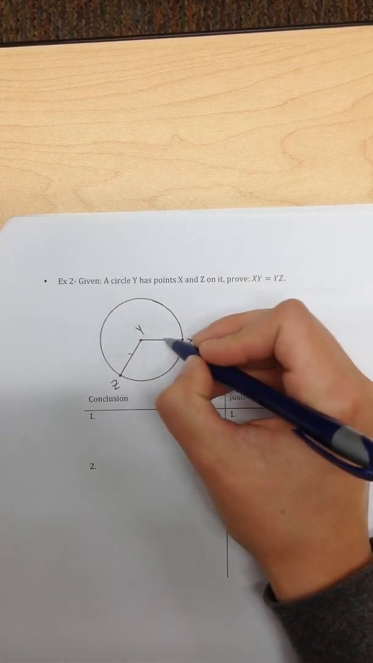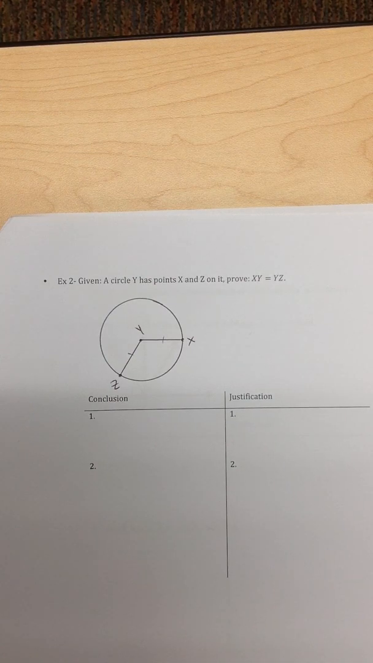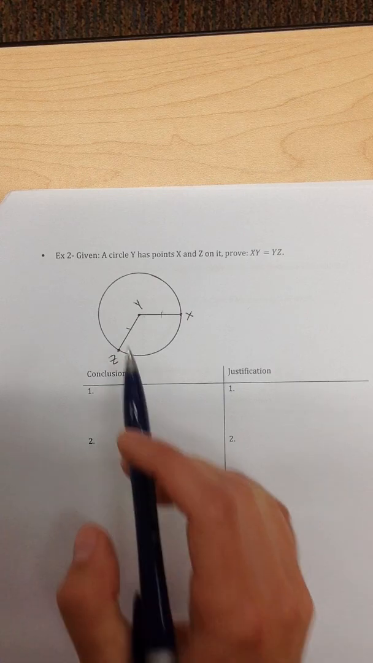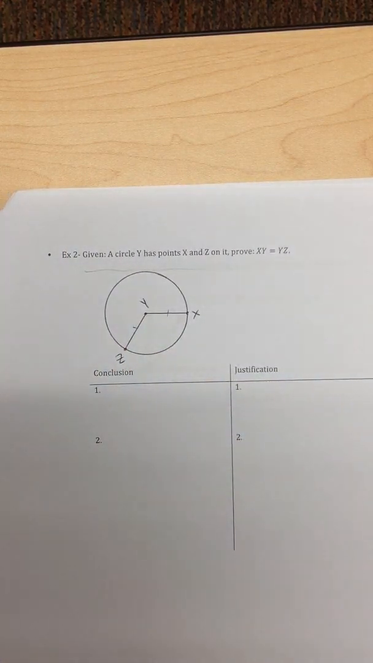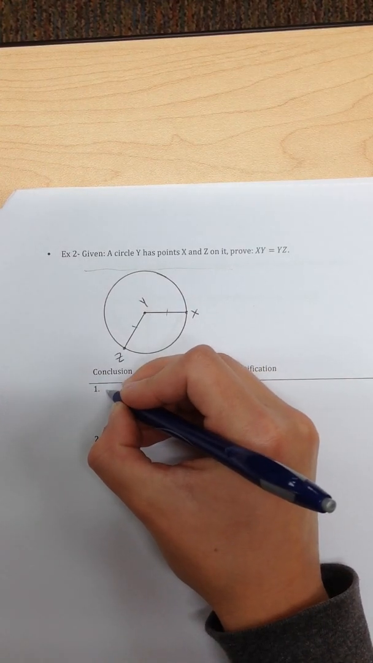So we're basically proving that those two distances are the same. Okay, so like I said before, we always start with what we're given. So our given here is a circle Y has the points X and Z on it. So we'll just write that full statement in there.